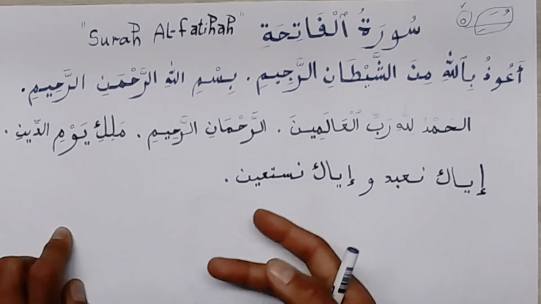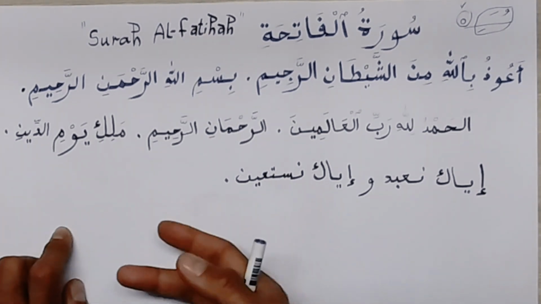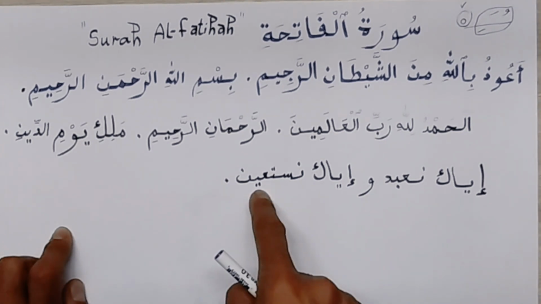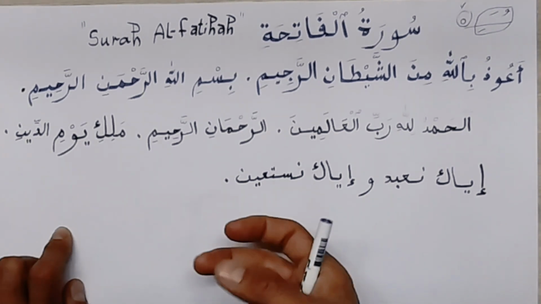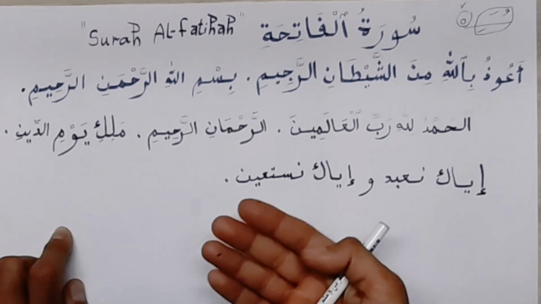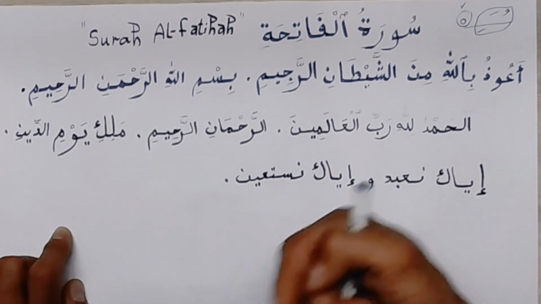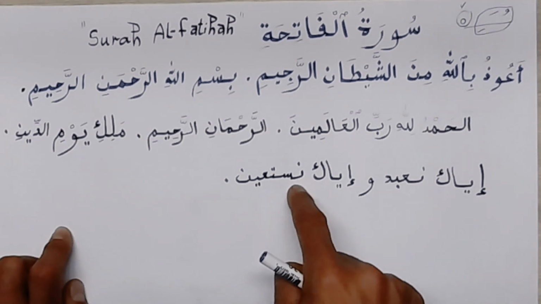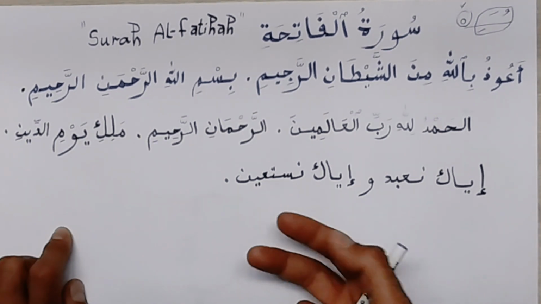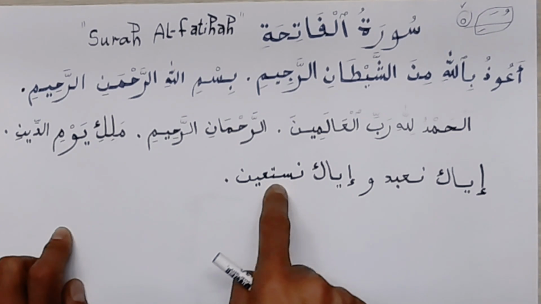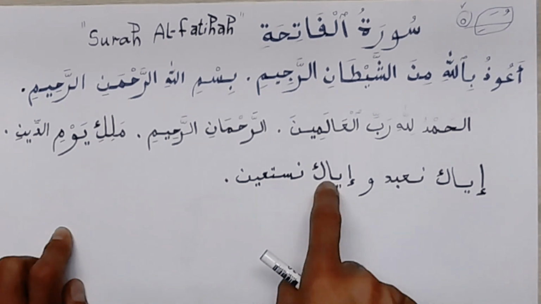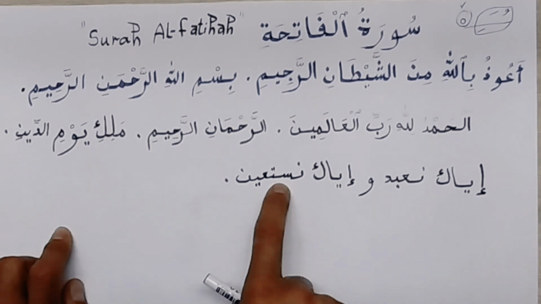Yu'in is to help. Yu'inu is yusa'idu. Okay? So yu'inu, but yasta'inu is to ask for help. Yasta'in. Huwa yasta'in. But we say nahnu nasta'in. We ask for help. From whom? From you. إياك إياك نستعين.